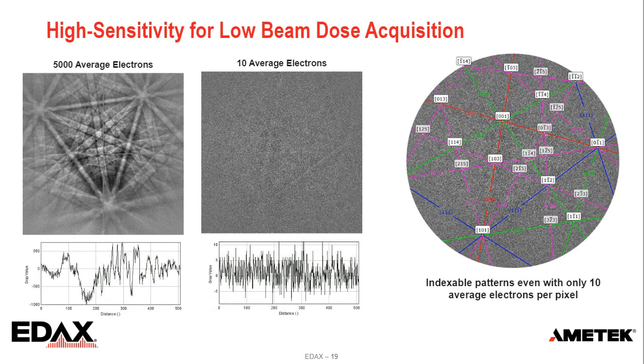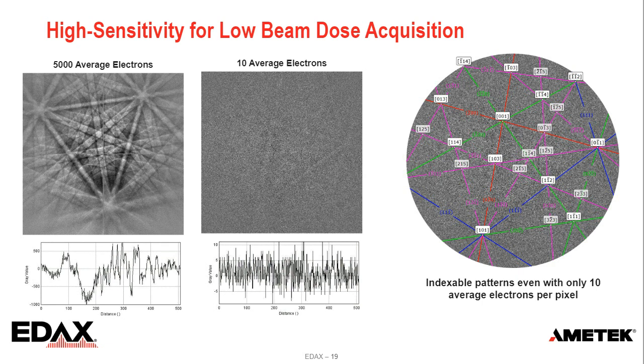This is just an example showing this effect. This is a pattern here on the left where we've collected a lot of electrons, 5,000 on average. Like I mentioned, on average there are more in the center and fewer on the edges. If we look at that same line profile after background subtraction, there's a lot of dynamic range available within that image. We get high contrast, it's very pretty.